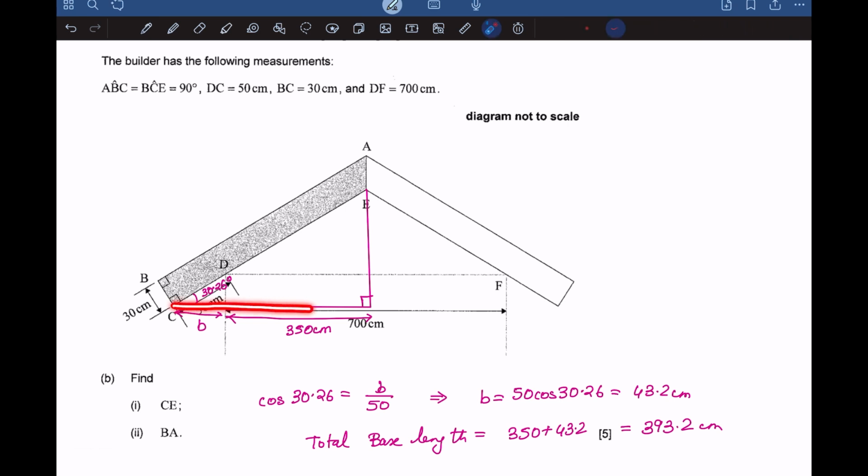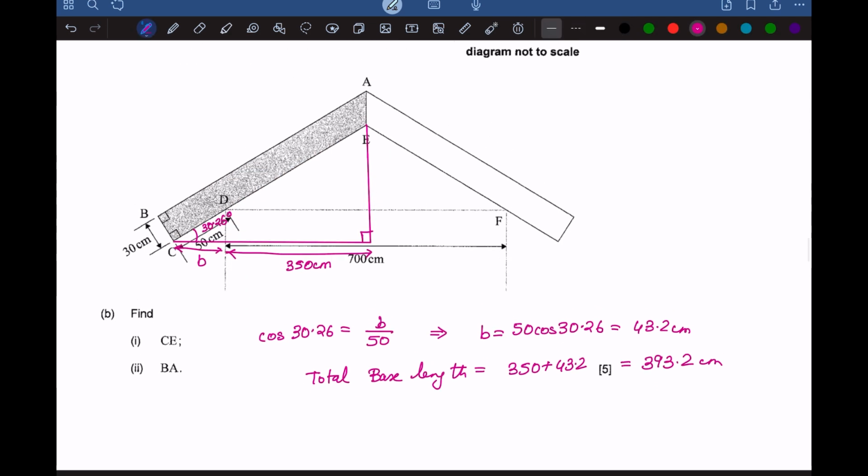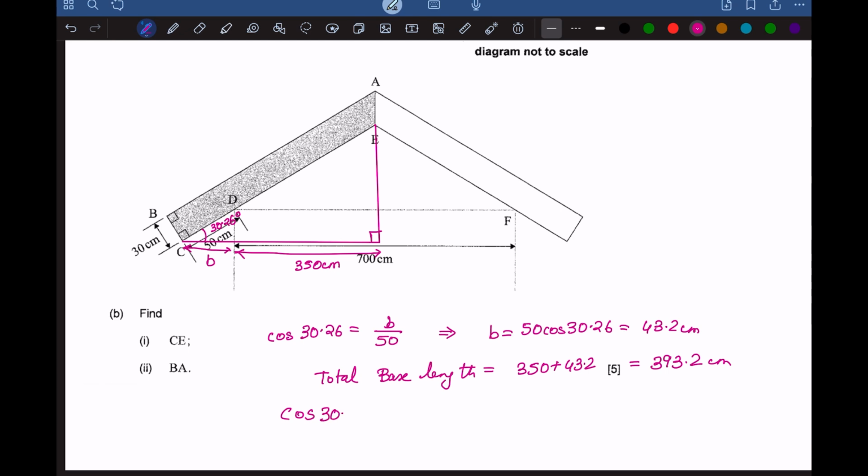Now we have enough information for this triangle. This angle is 30.26, and the entire base length till here is 393.2. So we can find the hypotenuse from here. I just need to take cos of this 30.26. For the bigger triangle, this point is O. This would be CE. This is base by hypotenuse, so cos 30.26 is CO divided by CE. CO is 393.2, and CE is the required length that we have to find. So CE would be 393.2 divided by cos 30.26.